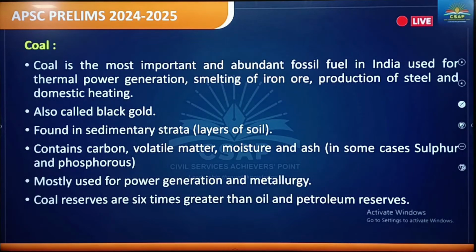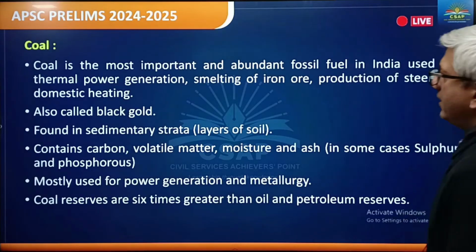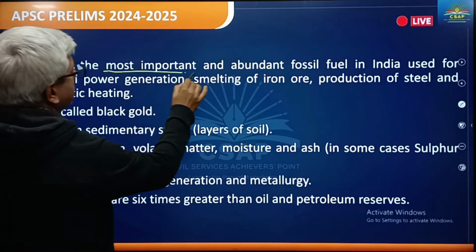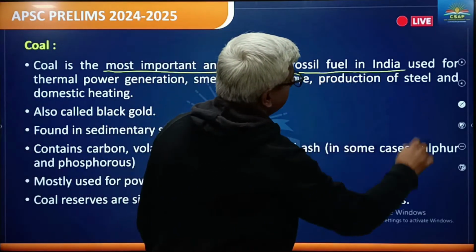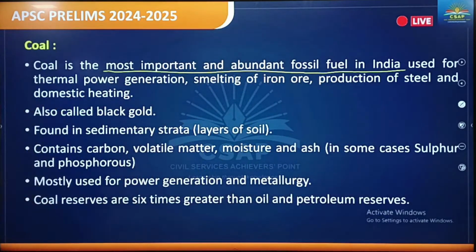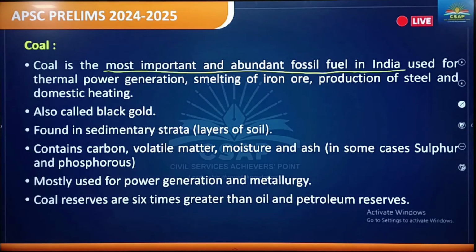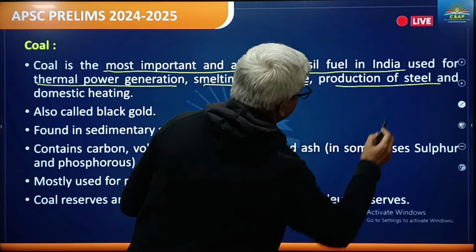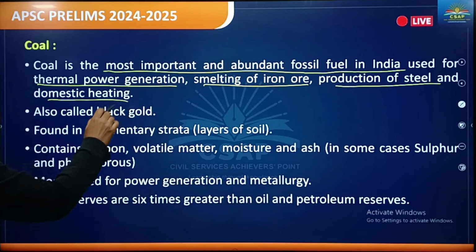Then coming to coal. So again, we know that it is the most important and abundant fossil fuel. Most important, and among all the fossil fuels, coal is the most abundant fossil fuel in India. It is used for thermal power generation, smelting of iron ore, production of steel, and domestic heating.